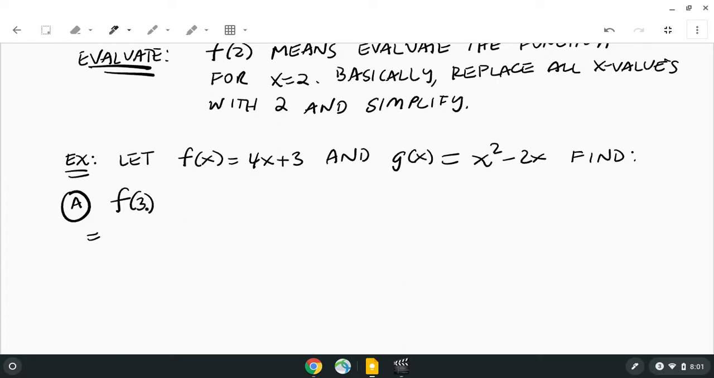And again, this inside tells us what to replace the x with. Okay, there's only one x in this function, and they're asking you to replace it with a 3 and then simplify it. Okay, so we're going to go ahead and write 4 times 3 plus 3. And then we work this out, and we get 15. Okay, so f of 3 equals 15. All right, let's take a look at another example.